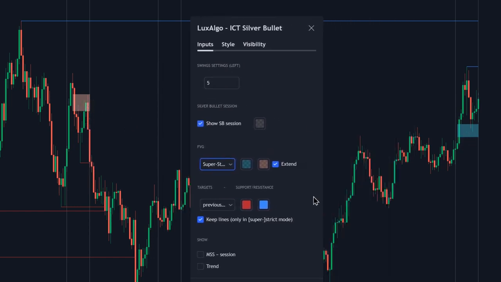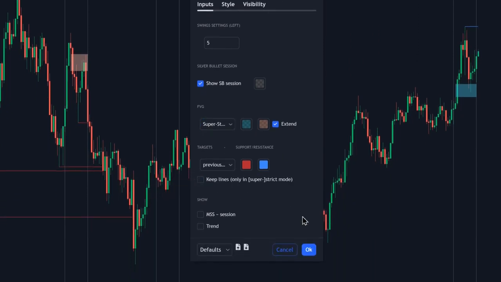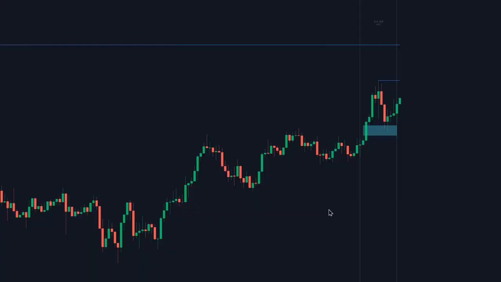We'll also need to disable these support and resistance levels because we don't need them. For that, we're going to uncheck the keep lines option. After that, click OK. Now, at this point in time, I know you may be thinking, but how can we use this indicator to trade?